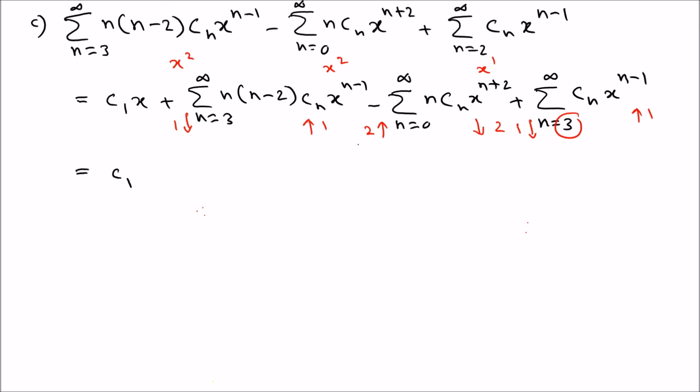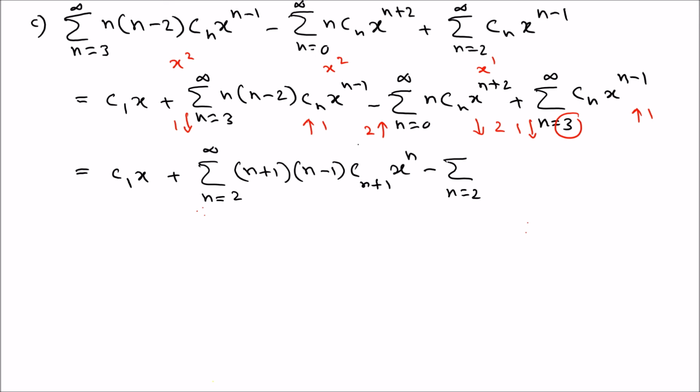So what happens is c1 x, that's what you get, plus sigma n equals, so it decreased by 1, it becomes 2 to infinity, and n increased by 1 becomes n plus 1, and if you add 1 it becomes n minus 1, and then c n plus 1 xn, that's what you get. Then minus, here you increase by 2, so n equals 2 to infinity, decrease by 2, so n minus 2, cn minus 2 xn. From the last sum, you're going to get sigma, decrease by 1, that means n equals 2 to infinity, and then c increases by 1, n plus 1, xn.